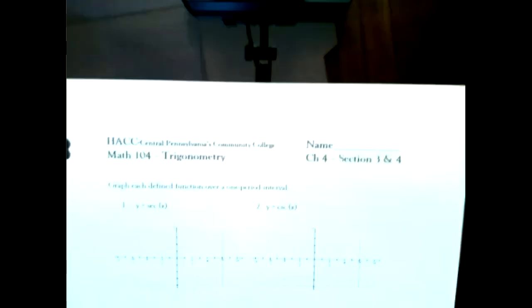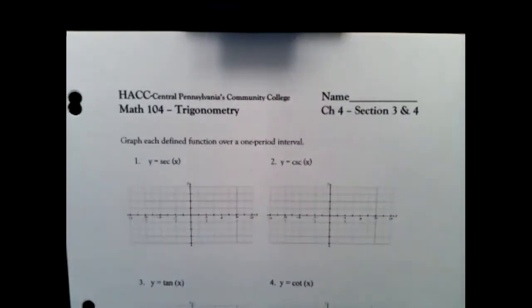Section 3 and section 4. Well, in the first two sections, we talked about the sine and the cosine. And then we went crazy doing all the translations. What we're going to look at today is the other four trig functions: the secant, the cosecant, the tangent, and the cotangent.